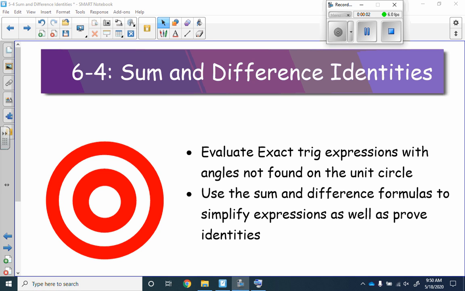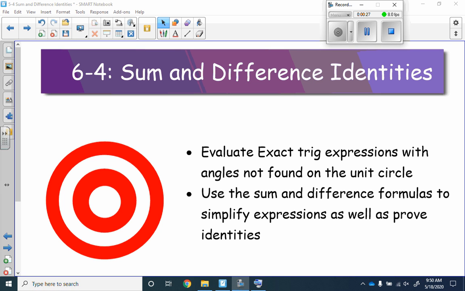All right, section 6.4, sum and difference identities. So now that we have talked about some of the basic identities, we have done some simplifying, we've done even some proving along the way. Now what we're going to do is introduce you to some other ones, see how they fit in, and then we can apply these later on as we start to simplify and prove, okay?